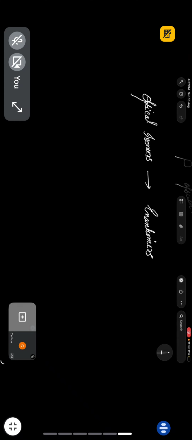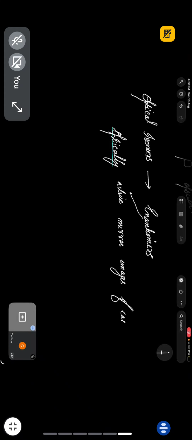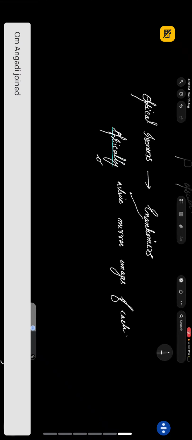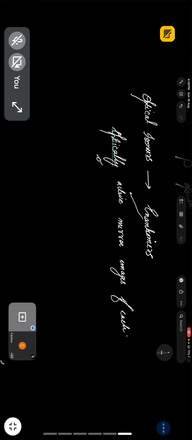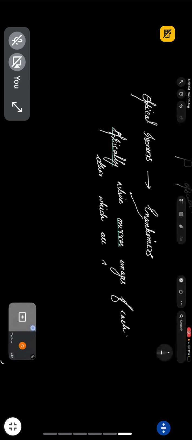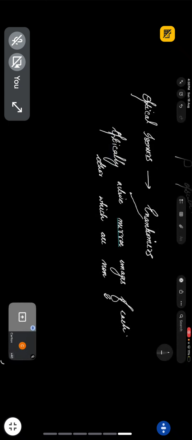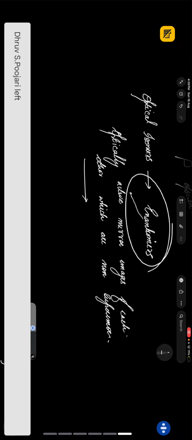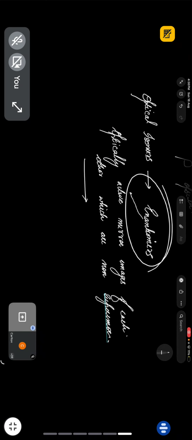No. Now, the definition of enantiomers, listen carefully. What are enantiomers? Optically active, mirror images of each other, which are, should it be superimposable or non-superimposable? Non-superimposable on each other. Any doubt? Such compounds are called enantiomers.